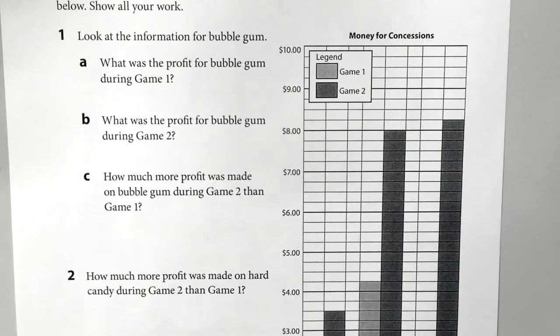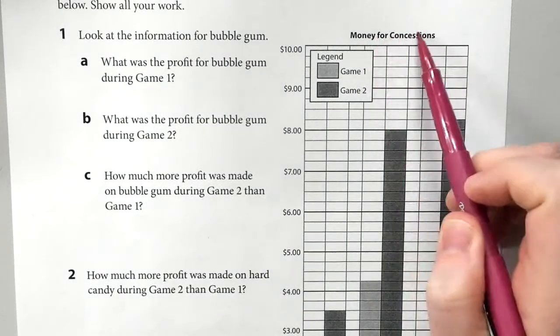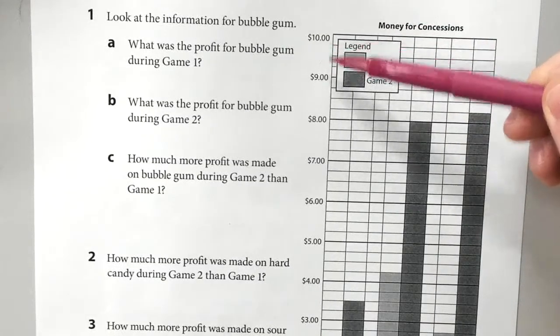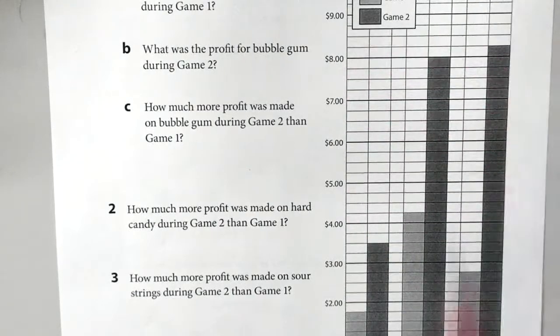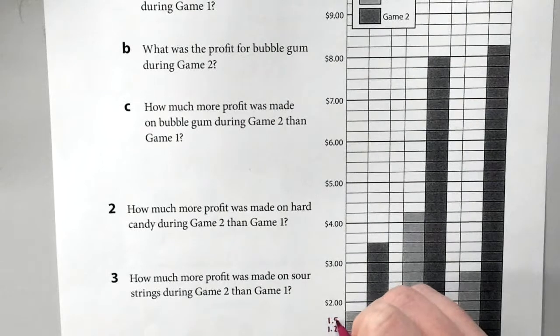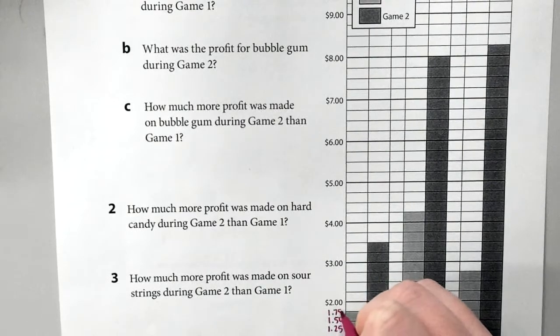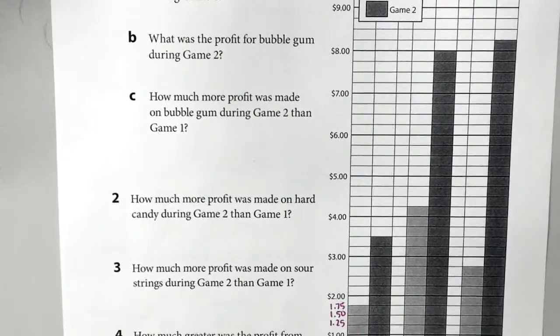So the first thing I'm going to do is take a look at this graph so I can understand what I'm looking at. It's titled Money for Concessions. I'm going to look at the sides to see how it's labeled. Okay, so I have $1, $2, and it goes up. In between there are bars. So if this is $1, it might each be worth a quarter. So this might be $1.25, $1.50, $1.75, and $2. So each little line looks like it's 25 cents more.